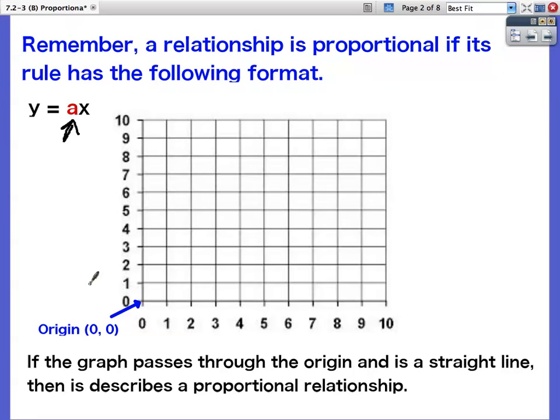Here's how to tell if something's proportional just by looking at a graph, like a line on a graph. If it passes through the origin and is a straight line, then it describes a proportional relationship. Remember, the origin is 0, 0.